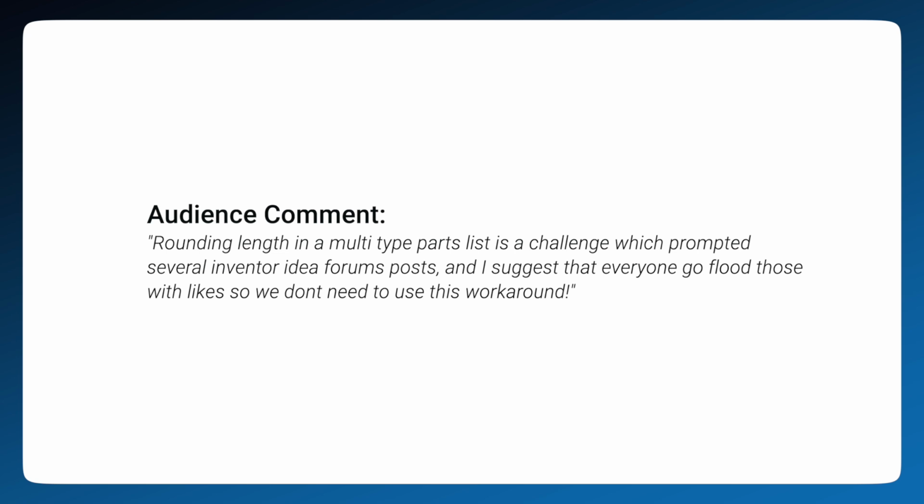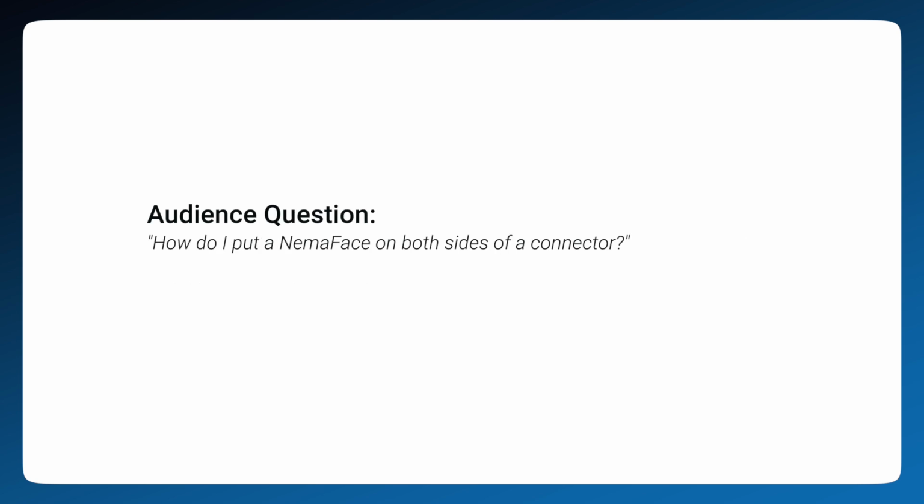Send me a link to one of the forum requests, and maybe I can share it with everybody at the consortium. How do I put a NEMA face on both sides of a connector? You can't. You can only have one NEMA face. So I'd be looking at using the model states tool and moving that model state, moving the dimension on the work plane to where you want it.